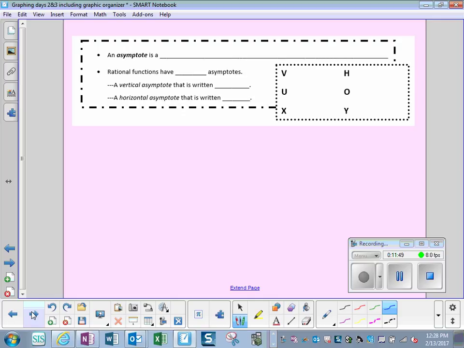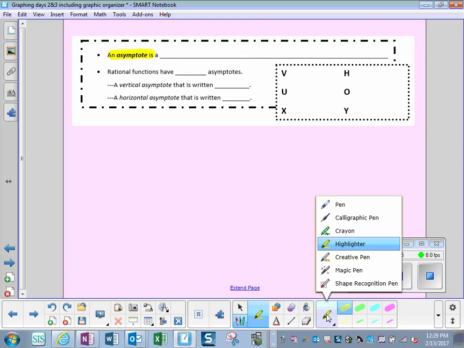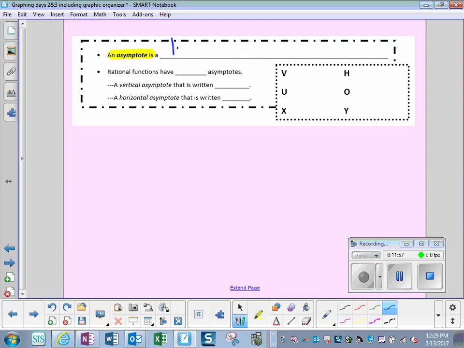And we call those lines asymptotes. So the asymptote is the line that the graph gets very close to, but doesn't cross.